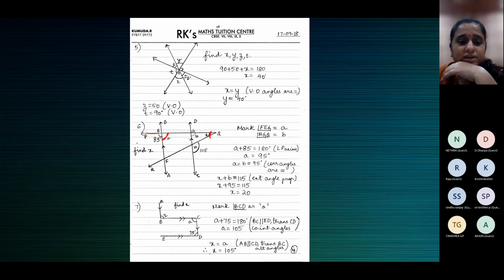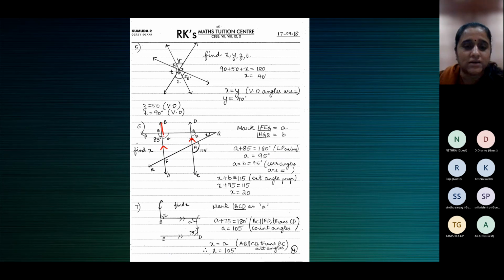You see here, this is a straight line from here to here, 180. So 85 plus A is equal to 180. That way you can find A: 95 degrees. A is 95 degrees. Then you can see the arrows here and here.